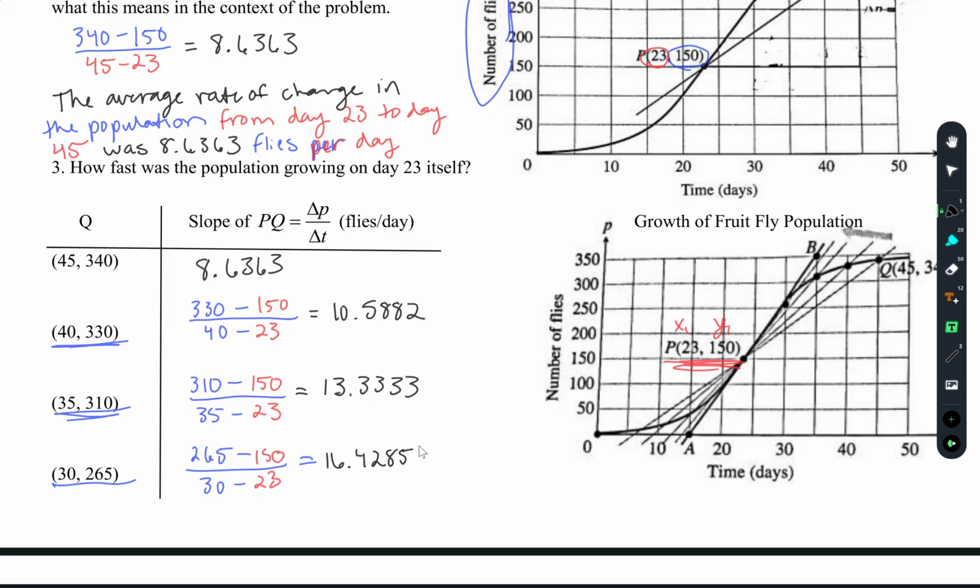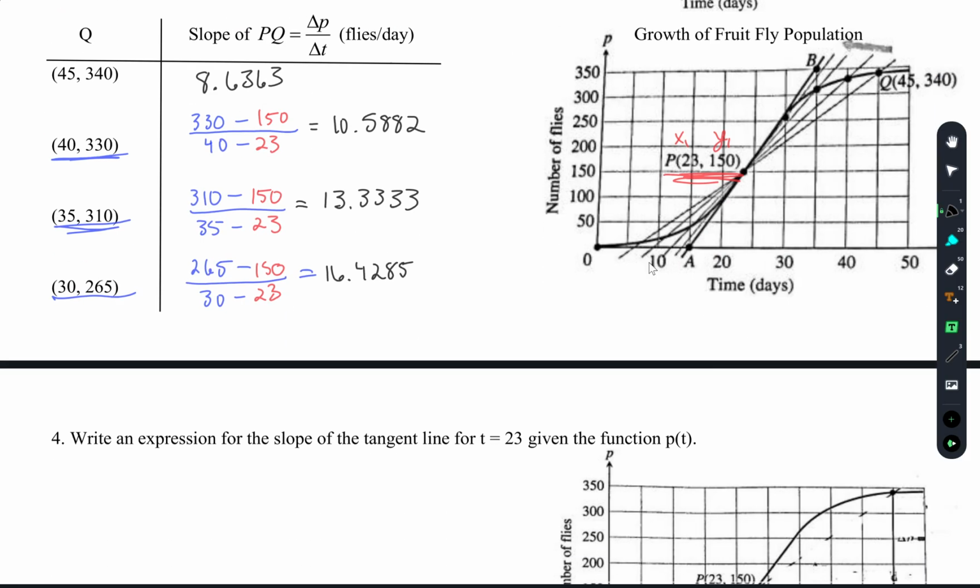Okay, so what you'll be doing is finding the slope between where you want the tangent line to be, and then you're just taking points getting closer to it. Okay.